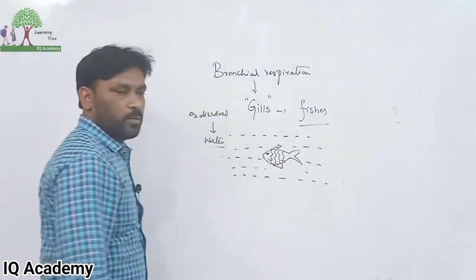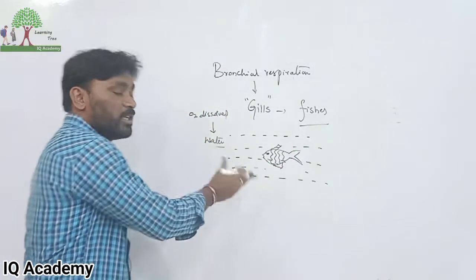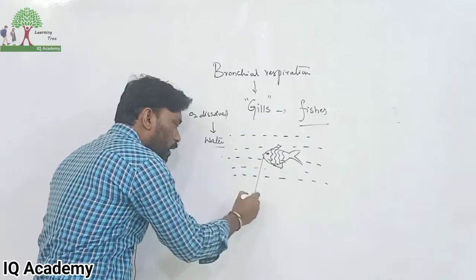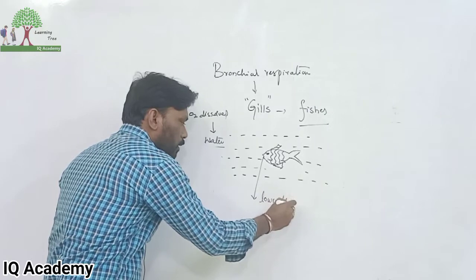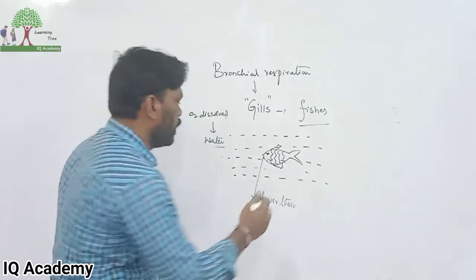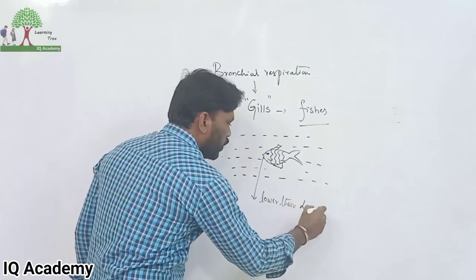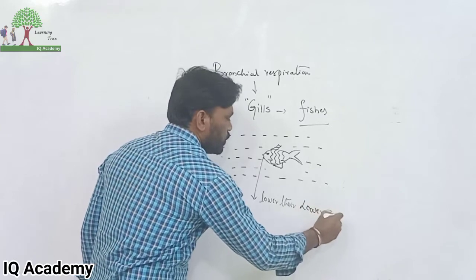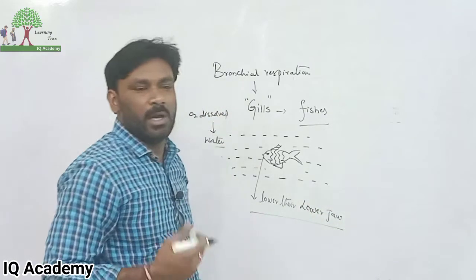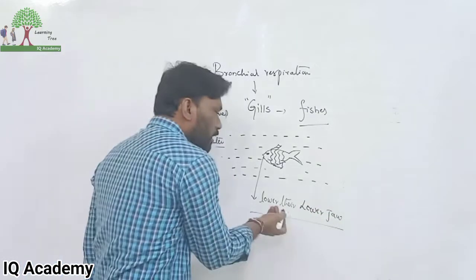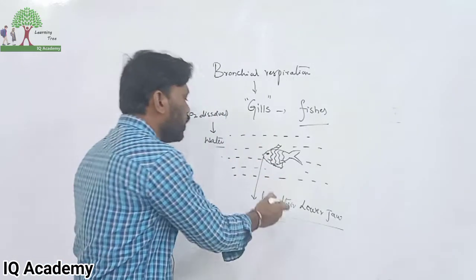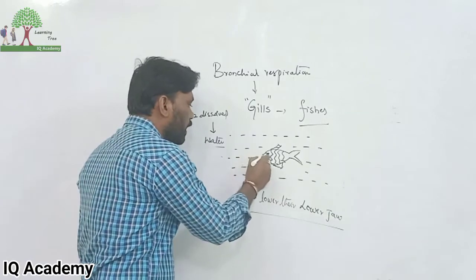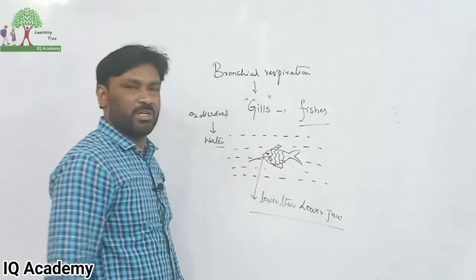whenever the fishes are in water, if they want to respire, first they lower their lower jaw. They consist of two jaws like us, upper jaw and lower jaw. So whenever they want to respire, first they lower their lower jaw. Whenever they lower their lower jaw, the water enters into the buccal cavity.